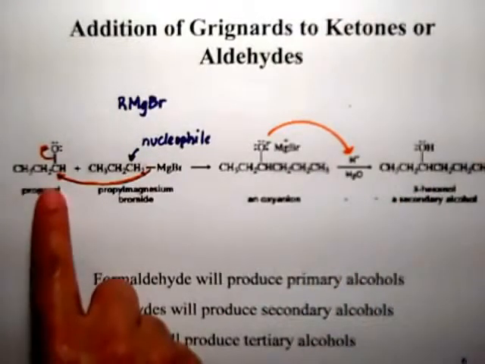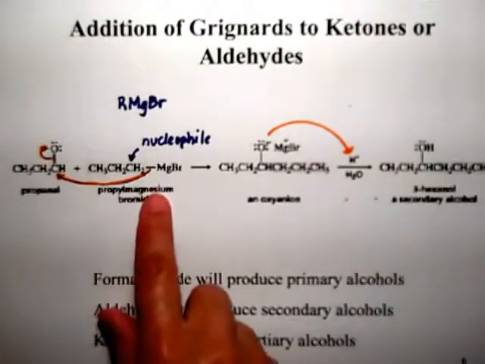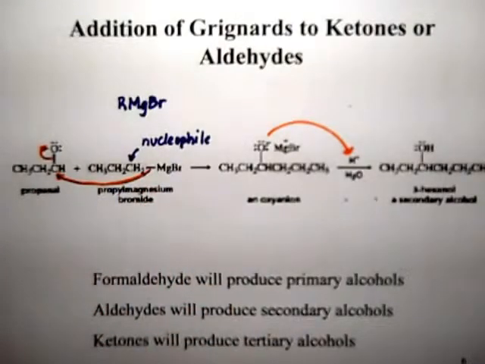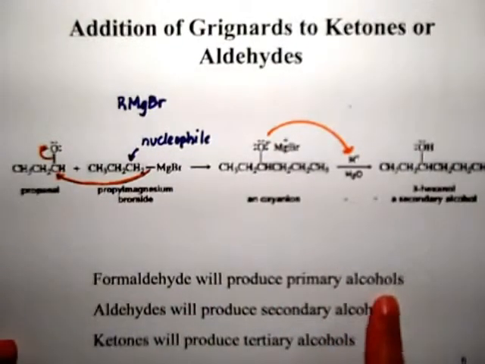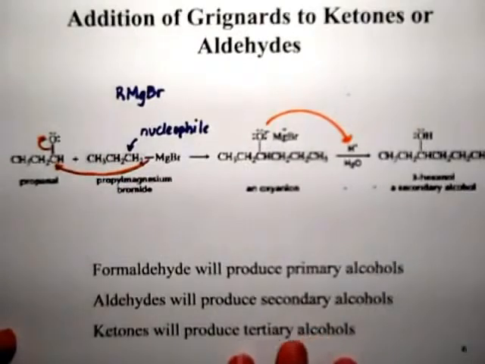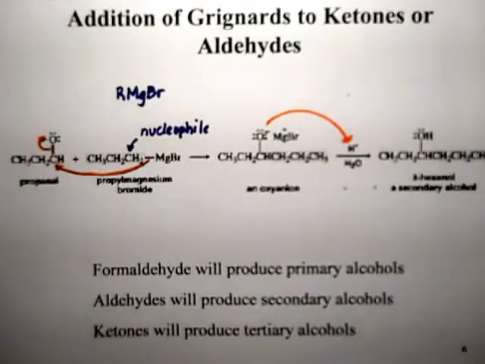Anytime you attack an aldehyde with a Grignard, you're going to make a secondary alcohol. If you attack formaldehyde, that's going to produce a primary alcohol. If you attack an aldehyde, secondary alcohols. And if you attack a ketone, you're going to get a tertiary alcohol out of that reaction.